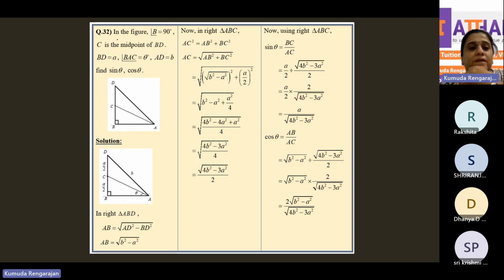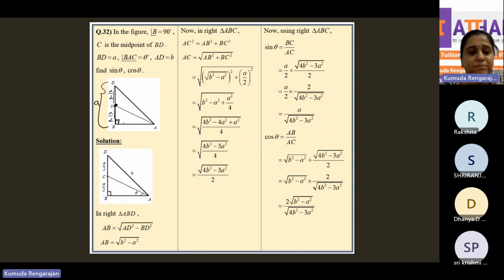See this one. In the figure, angle B is 90 degrees. C is the midpoint of BD. BD is equal to A. And if this is the midpoint, then this will be A by 2, because BD is A and C is the midpoint. So this is going to be A by 2 and this one A by 2.